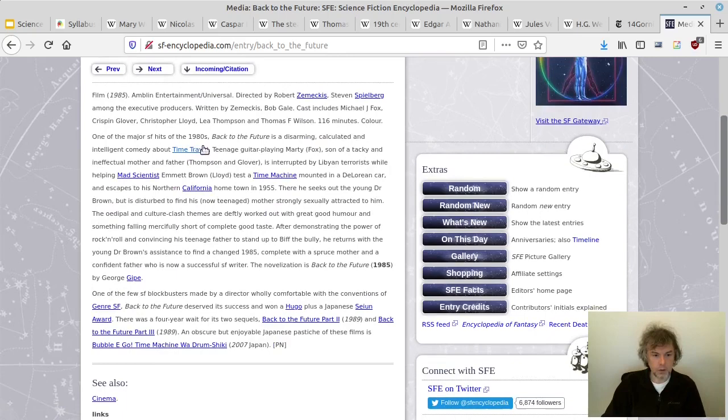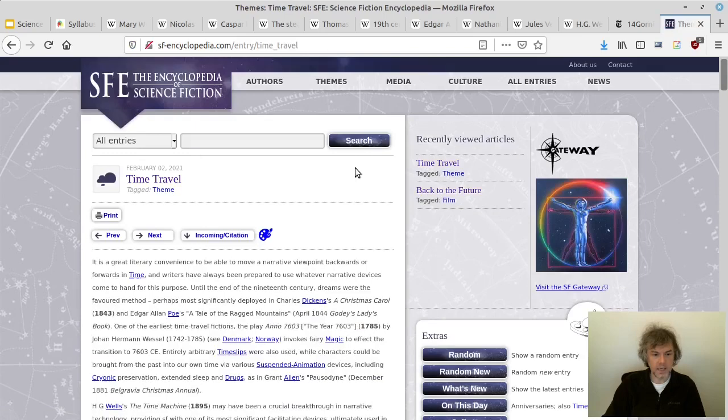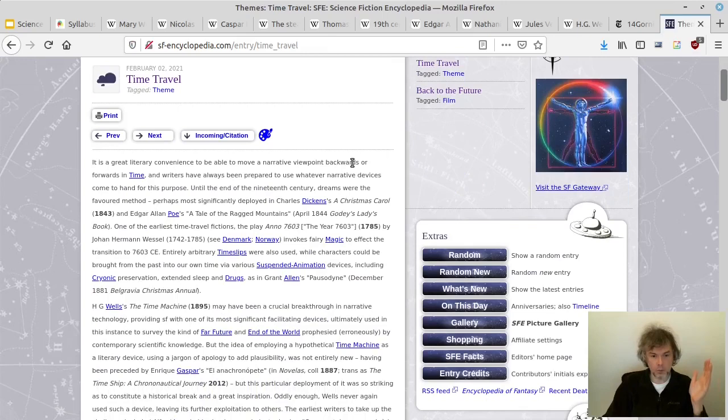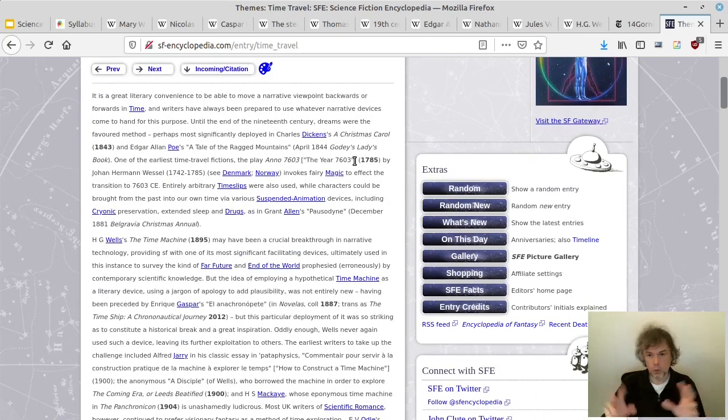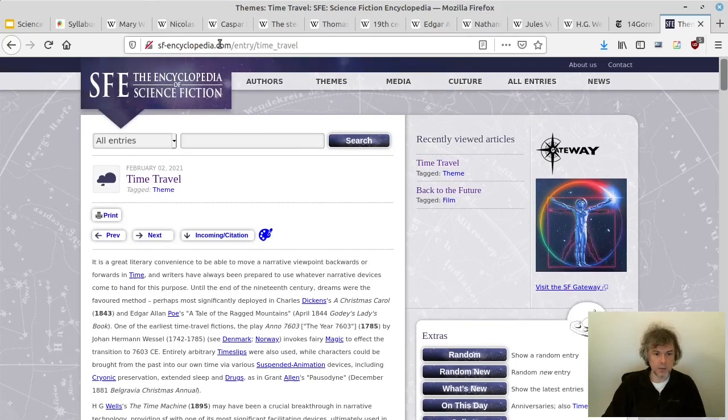So you can click on that link for time travel, and that takes you to the main entry on time travel. And this has been researched by professionals in the field of science fiction studies. And you can learn more about what time travel stories are, and maybe find something in here that you can quote in your essay, or just simply do some background research and learn more about the topic for what you're going to be working on. So the Encyclopedia of Science Fiction, sf-encyclopedia.com, is an acceptable additional source to use in your research essay to get background on what it is you're researching.